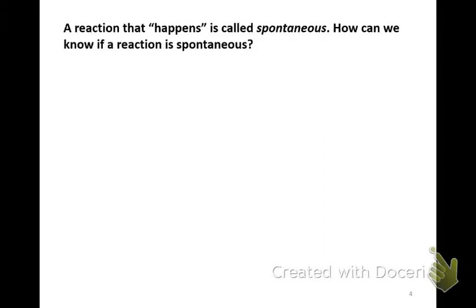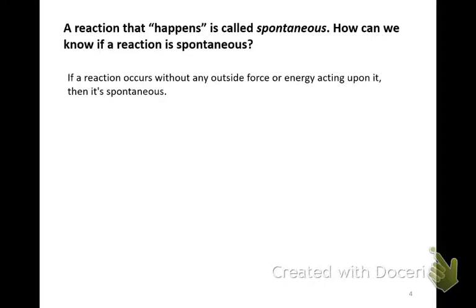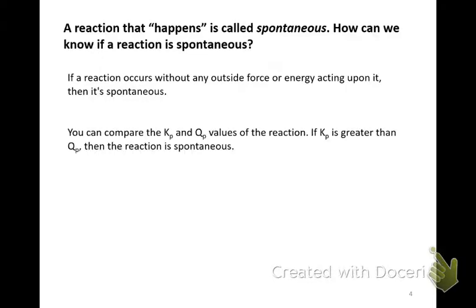So a reaction that happens is one that we would call, in our chemistry words, spontaneous. So spontaneous has a chemistry meaning. How can we know if a reaction is spontaneous in the chemistry sense? So we say that a reaction is spontaneous if it occurs without any outside force or energy acting upon it. One way that you could connect this with things you knew before, if you could compare the K and the Q values for the reaction.